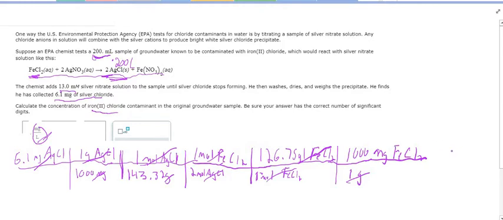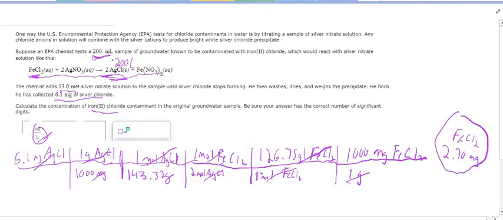So if I do all of that math, I get that there are 2.70 milligrams of iron 2 chloride. Okay, but it's not asking for milligrams, it's asking for a concentration in liters. Well, back in my original beaker, I had 200 milliliters, which I already converted to 0.200 liters. So I'm going to take that answer and divide it by 0.200 liters.